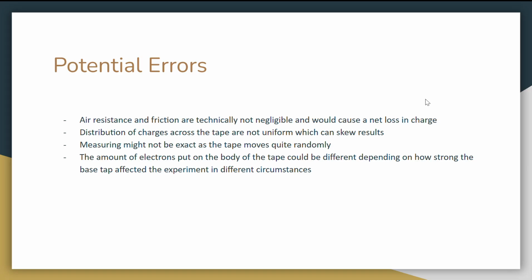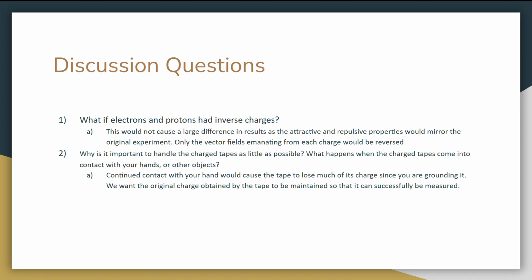Now looking at potential errors, as mentioned before, air resistance and friction are technically not negligible and would result in a net loss in charge. The distribution of charges across the tape is not uniform, and this could skew results. And measuring is not exact, as the charge moves away even as the charge from the tape comes close to the other one, which makes measuring a bit tough. And the amount of electrons from each trial could be a bit different, so many trials should be necessary to find the exact amount.